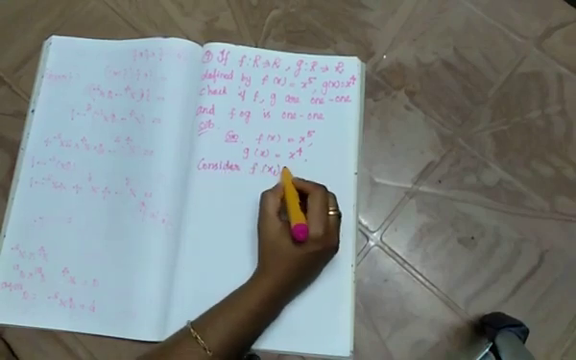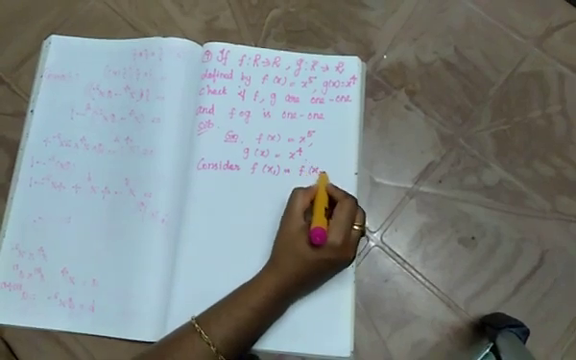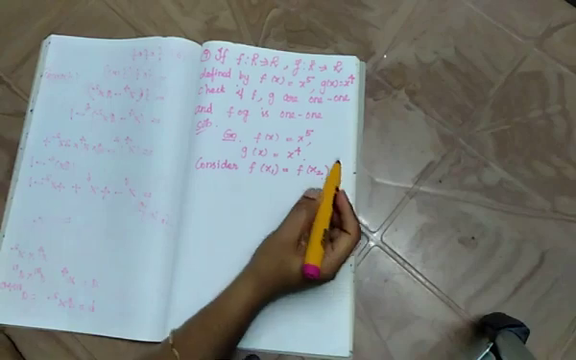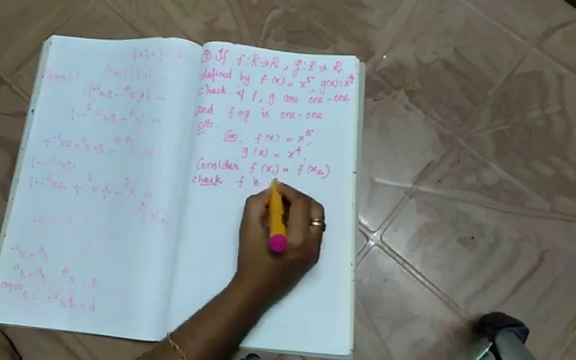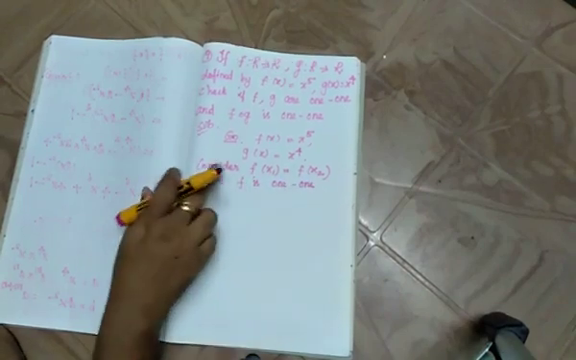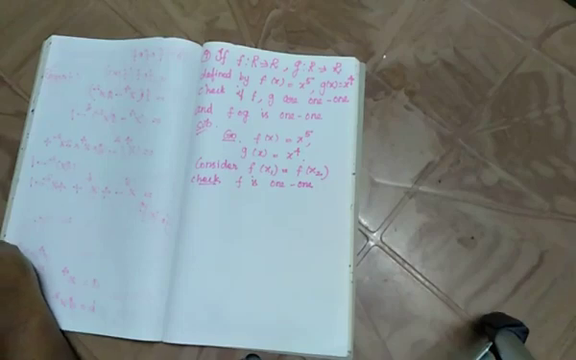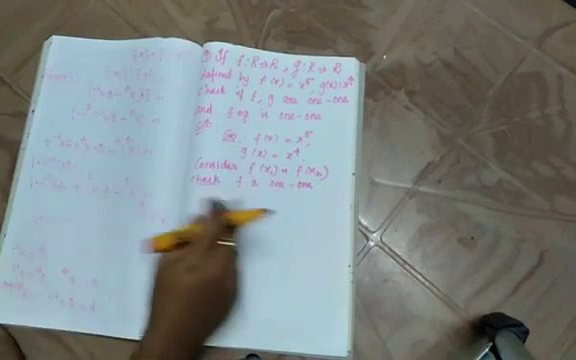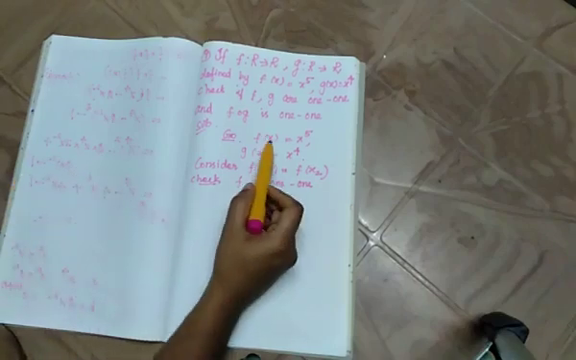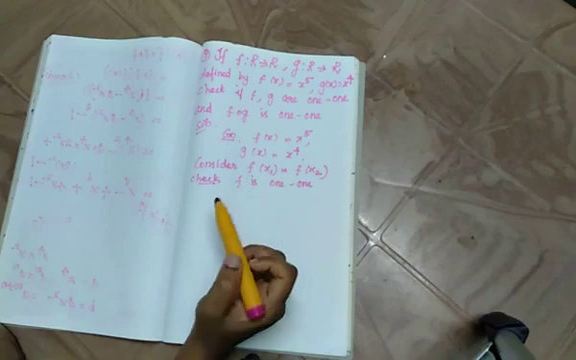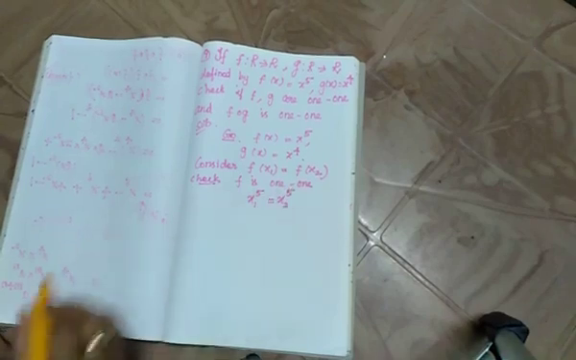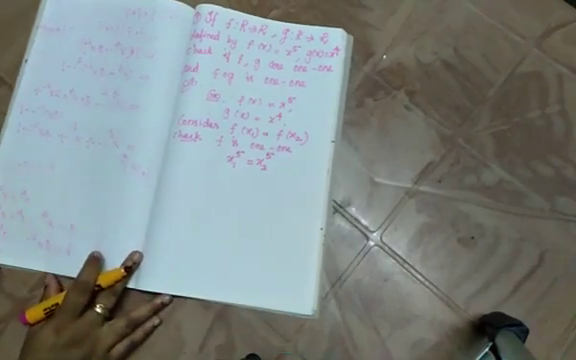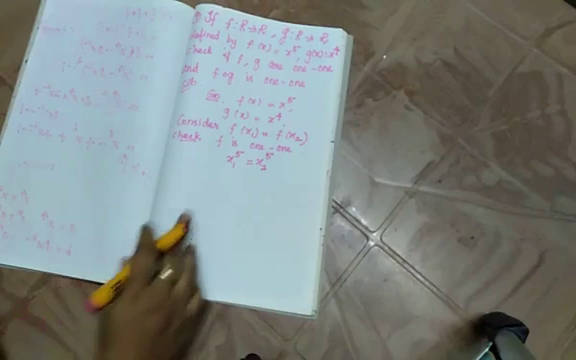First we are checking whether f is 1-1, so we consider 2 points. We consider f of x1 is equal to f of x2, isn't that? We have f of x equal to x power 5. So f of x1 means x1 power 5, which is equal to x2 power 5.